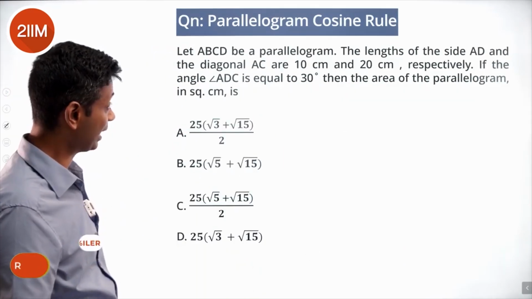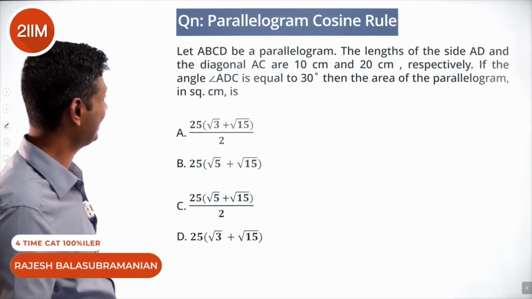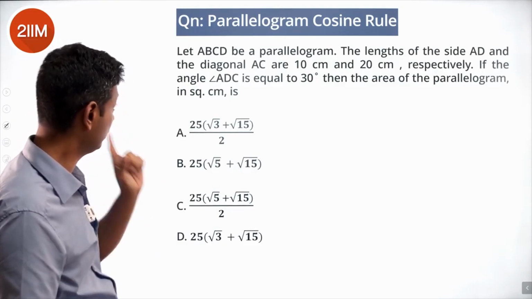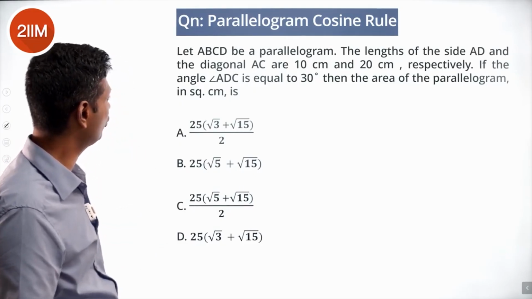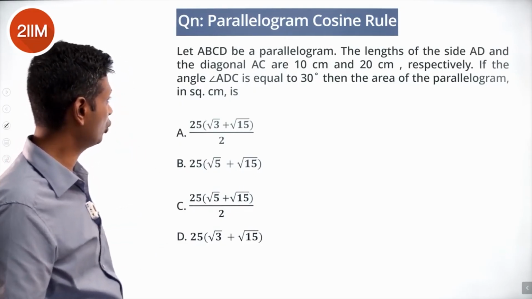Let ABCD be a parallelogram. The lengths of side AD and diagonal AC are 10 and 20 respectively. The angle ADC is equal to 30 degrees. Find the area of the parallelogram in square centimeters.